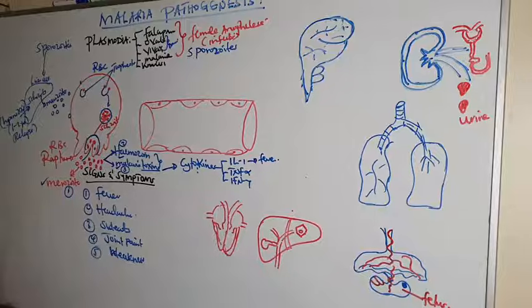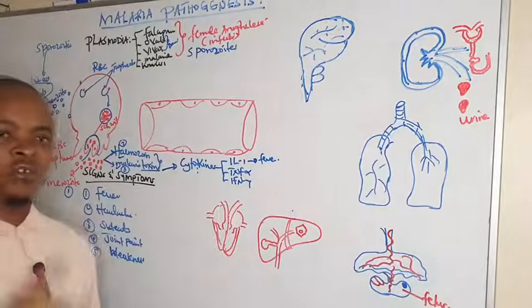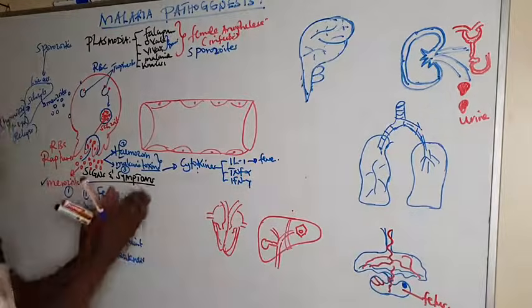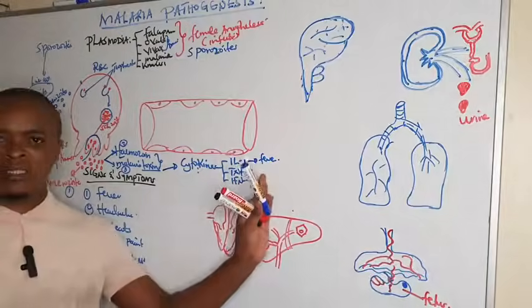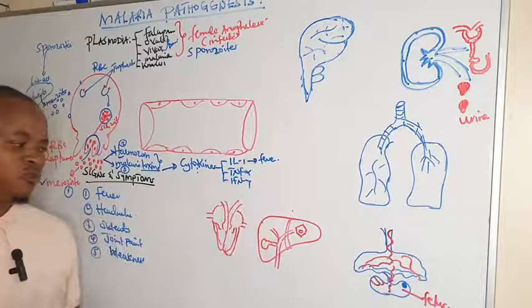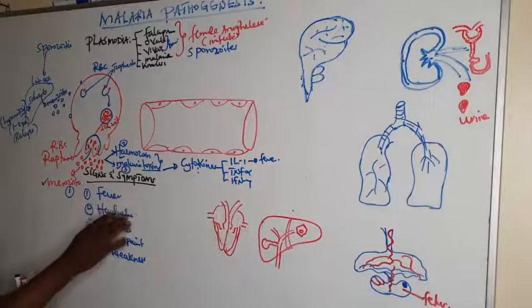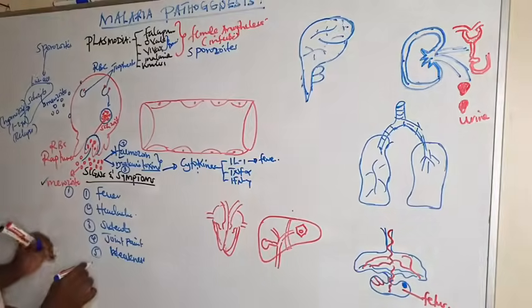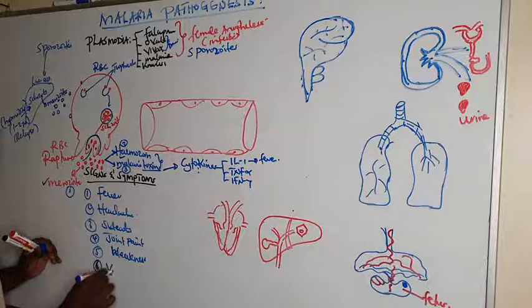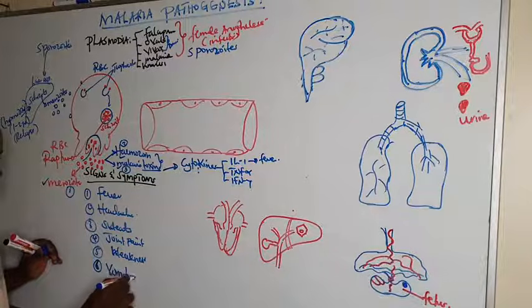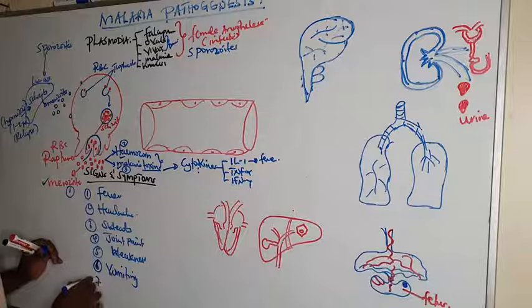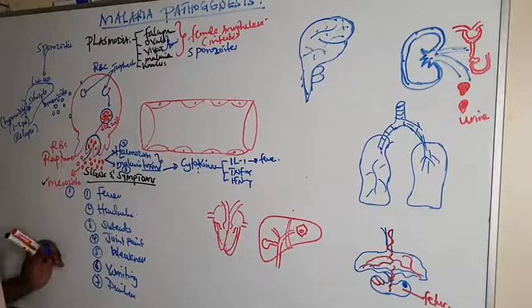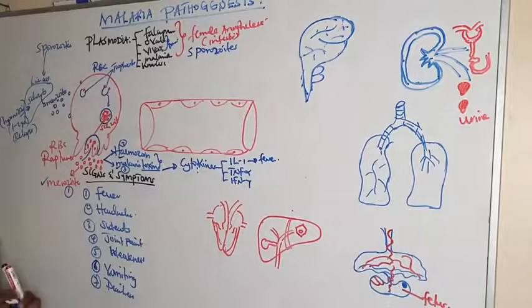These are all general signs and symptoms which occur after the immune system is triggered to produce these cytokines that are going to trigger the fever, the headache, the sweats, the joint pain, and the weakness, plus vomiting. We shall see vomiting and nausea. We shall also see diarrhea coming in. So these are some of the immediate signs and symptoms of malaria.